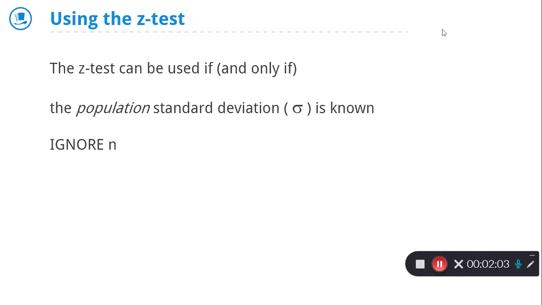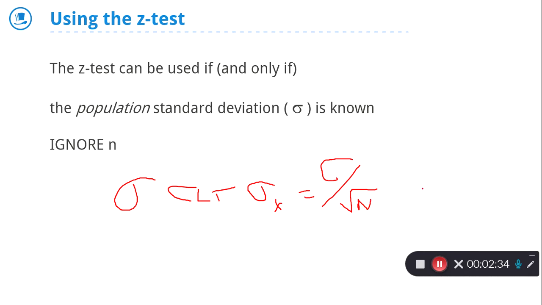The z-test can be used if and only if the population standard deviation sigma is known. And I said earlier, ignore n. We need to know sigma because if we know sigma, we can use the central limit theorem to find the standard error. In fact, you need sigma to find the standard error, because the standard error is sigma over the square root of n. Pretend it's a lowercase n. So you need sigma in order to do a z-test.